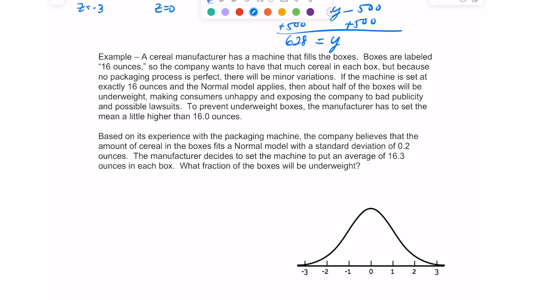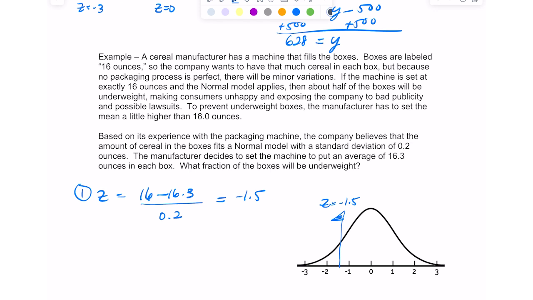So the very first thing I need to do is find z. I need the weight of the box, which is 16 ounces, and I need to subtract the average weight, which we know is 16.3 ounces, and divide by the standard deviation of the weights, which is 0.2. And when you do that, you get negative 1.5. So that means I'm 1.5 standard deviations below average.